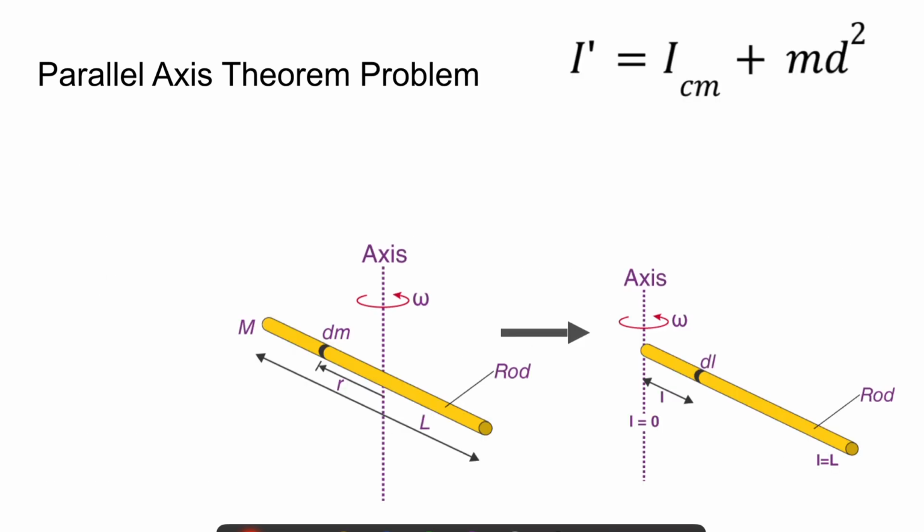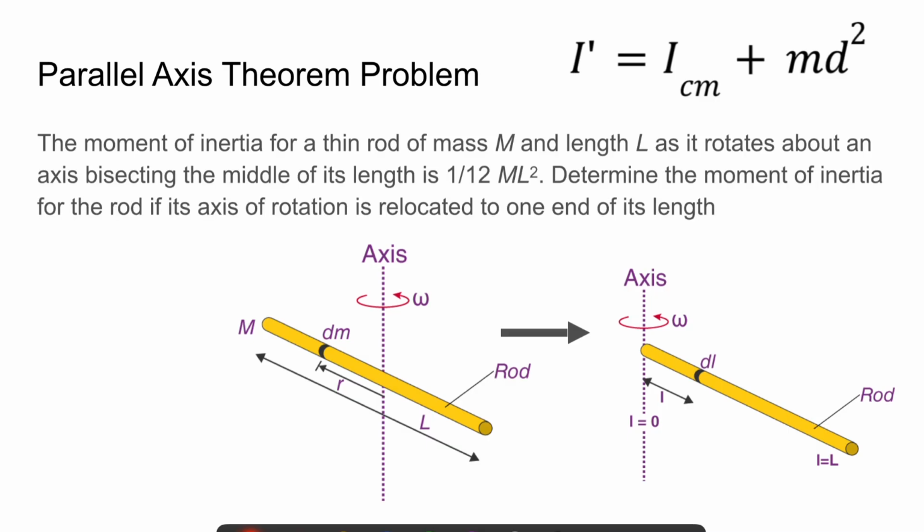So let's put this into practice. If we go back to our rod example, we can take the moment of inertia for a thin rod with a mass m and a length L as it rotates about an axis bisecting the middle of its length. That is our example right here, where we have an axis of rotation bisecting the length of the rod. We know from our table of information, and again, to determine this you'd have to integrate its radius relative to its mass, that our moment of inertia around our center of mass, because our center of mass will be directly in the center of that rod, is 1/12 times its mass times L, its length, squared.